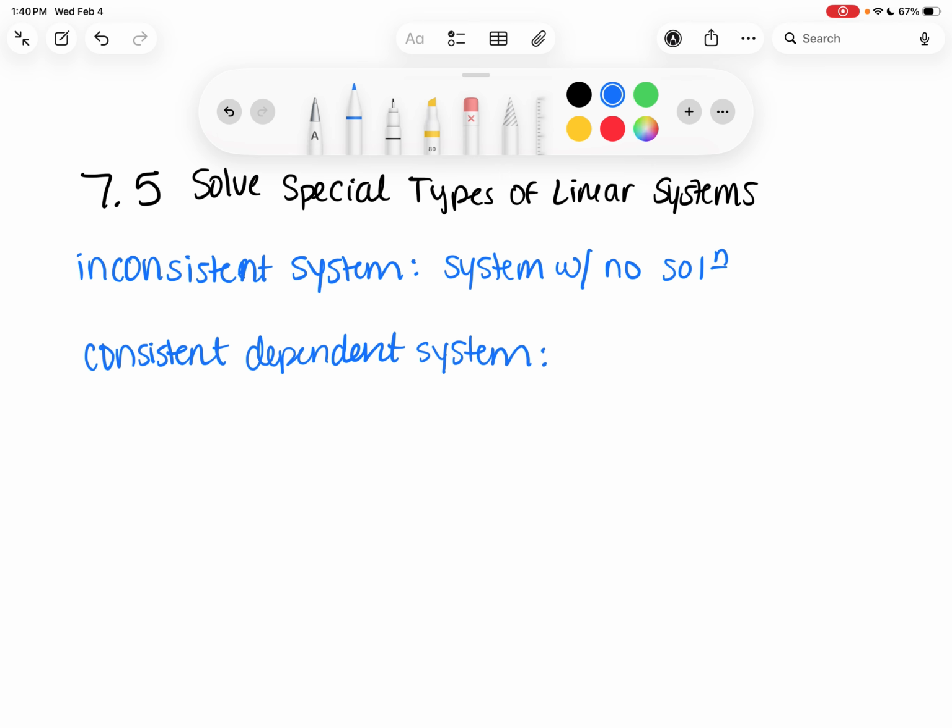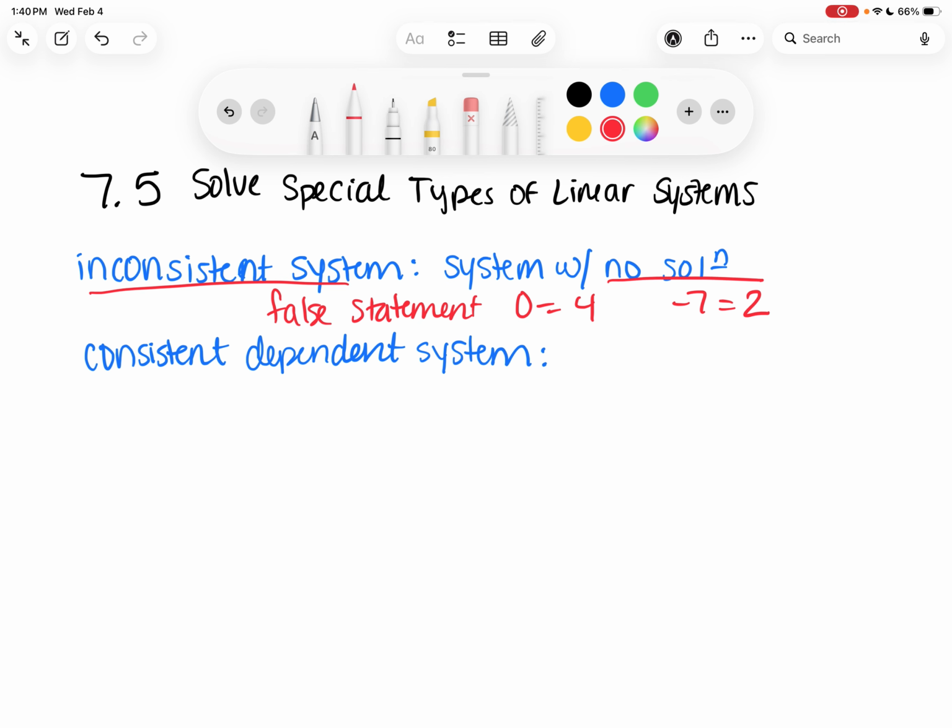If a system has no solution, that means you get something that is a false statement. Okay? Something that's like 0 equals 4, -7 equals 2, things like that. Then you're going to write no solution, and then you're going to write that it's inconsistent.